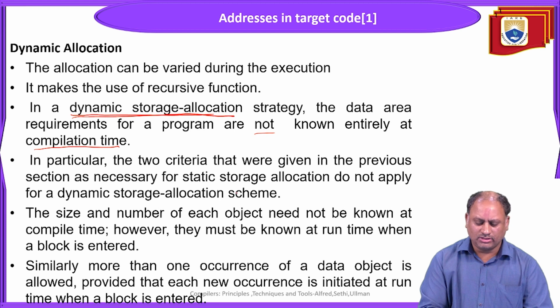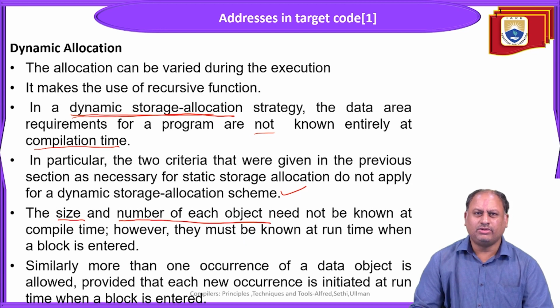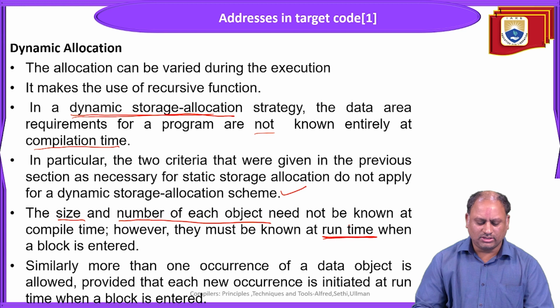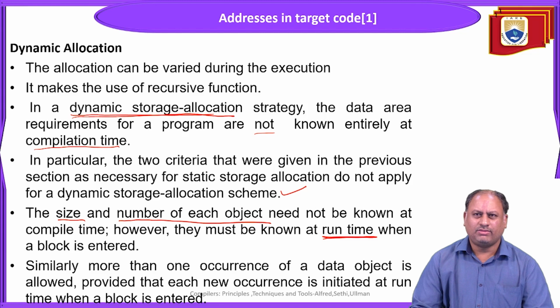Then at runtime you can predict that data. That means 2 criteria were given in the previous section as necessary for static storage allocation, which do not apply for dynamic storage allocation schemes. Each and every time, the size and number of each object need not be known at compile time, but at runtime it must be detected what the size is and what object name we are using. That is to be mentioned clearly as an allocation process at runtime.